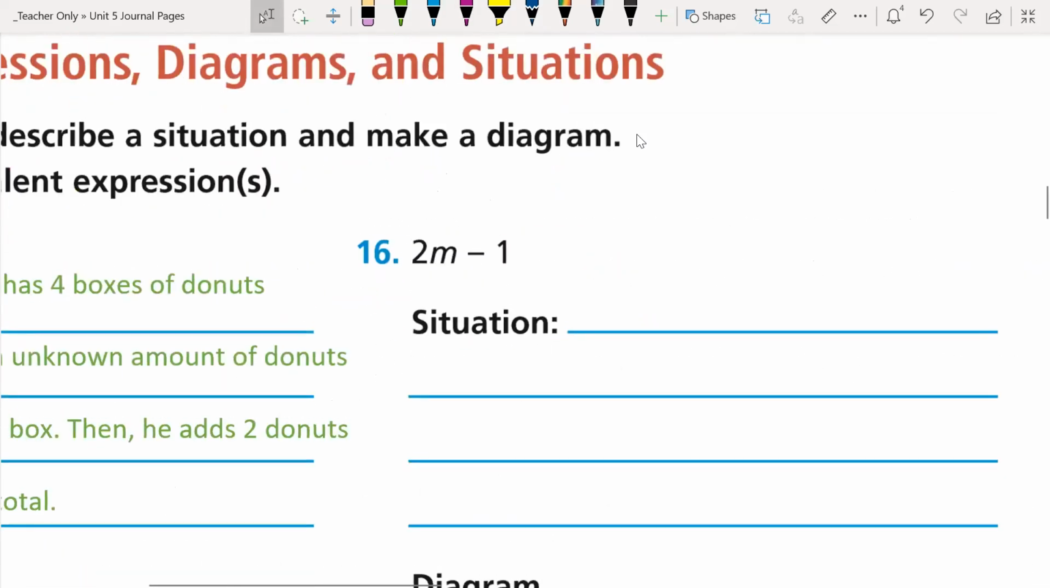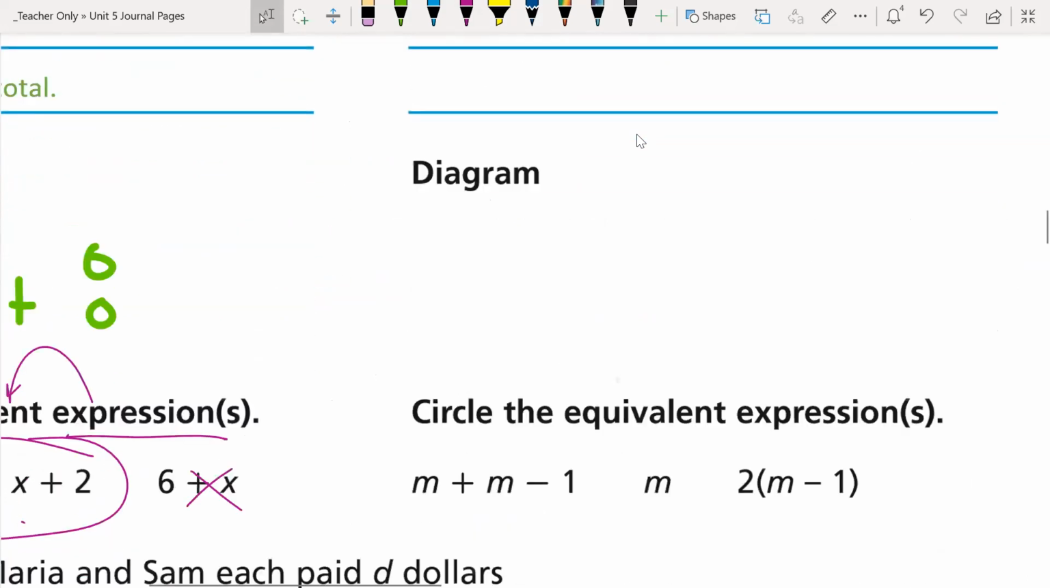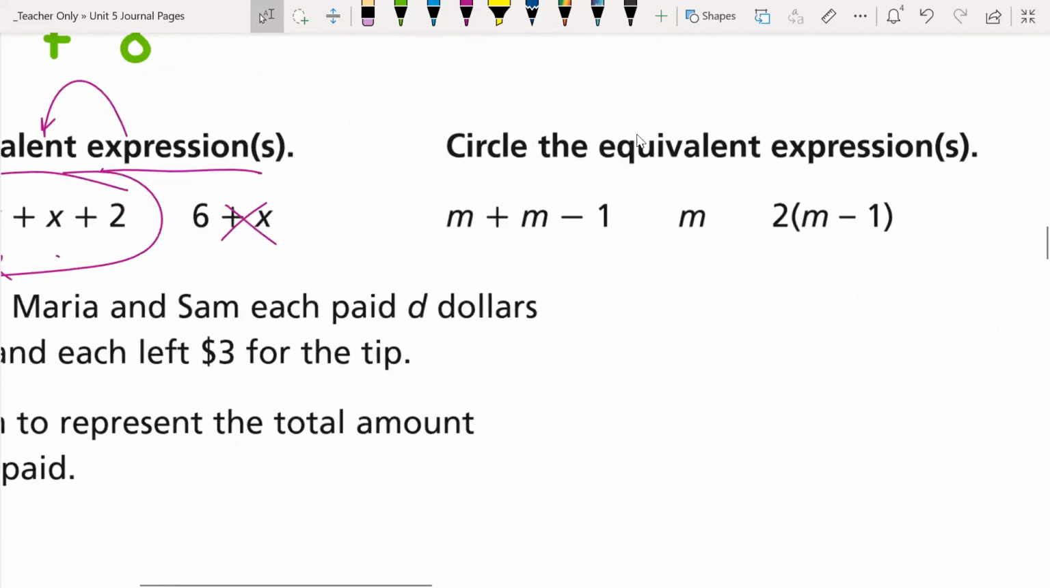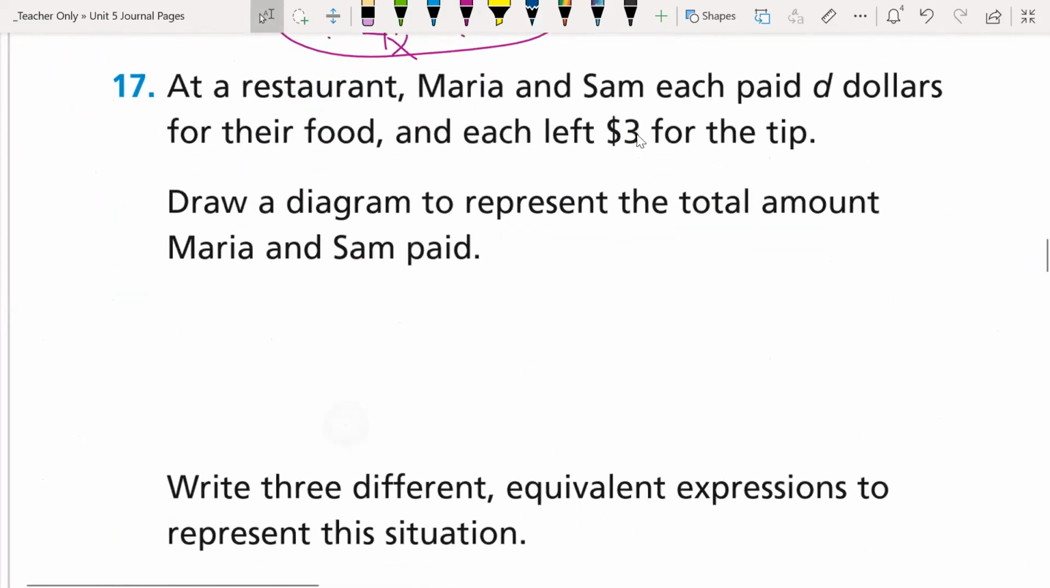Okay, so go ahead and do number 16 on your own. We did it in class. See if you can come up with another one. Circle the expressions at the bottom. If you have any questions about number 16, just send me an email or hit me up on Teams and I can help you through it. But you'll have another opportunity to practice on the homework tonight.